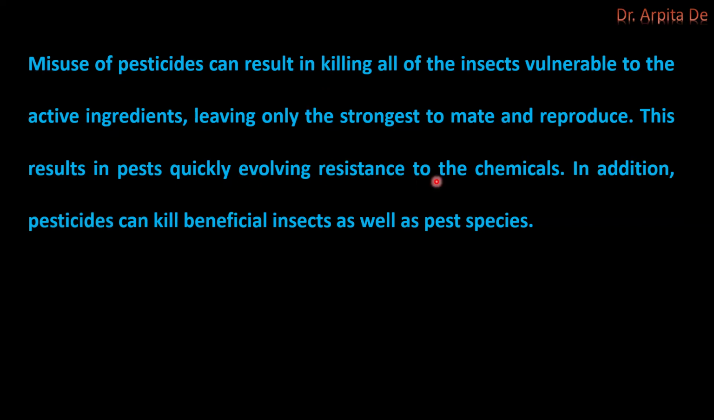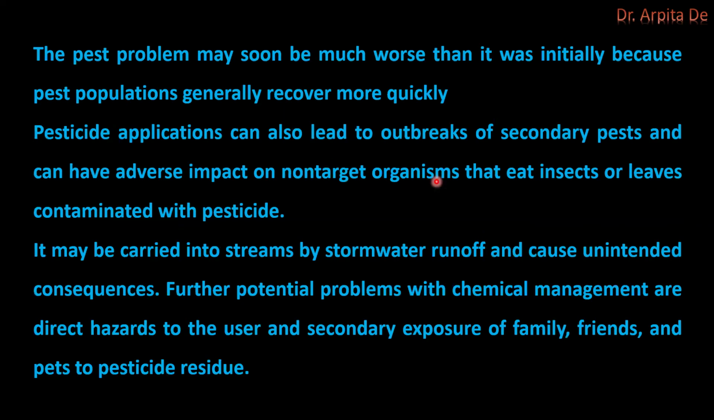If the pests are becoming resistant to the chemical, then what is the use of spraying those chemicals? They will not die. So these things should be kept in mind. The pest problem may soon be much worse than it was initially because pest populations generally recover more quickly. Pesticide applications can also lead to outbreaks of secondary pests and can have adverse impact on non-target organisms that eat insects or leaves contaminated with pesticides.